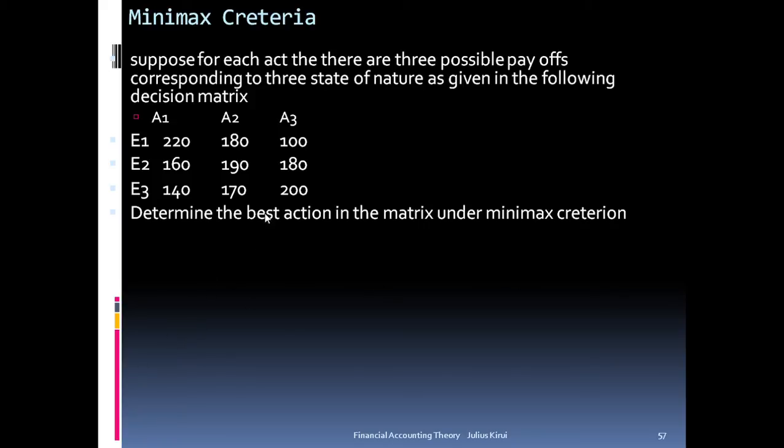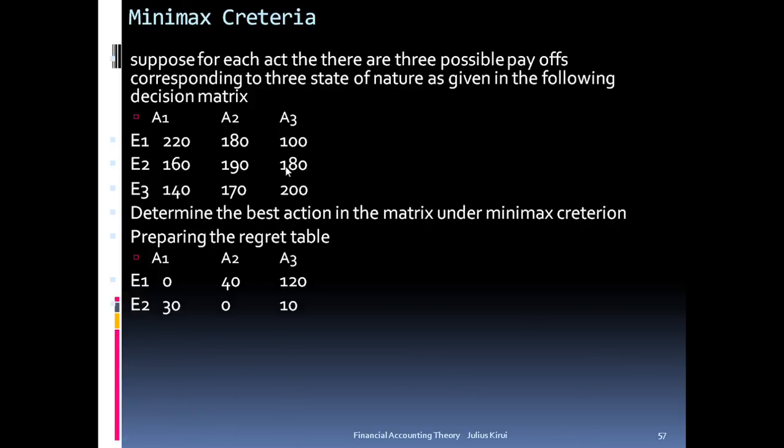So number one, we create losses, opportunity losses. How do you do that? You do the opposite. Pick the highest here and then subtract. 220 minus 220 is 0. 220 minus 180 is 40. 220 minus 100 is 120. Come to event 2. Pick the highest, 190. 190 minus 190, 0. 190 minus 180, 10. 190 minus 160, 30.